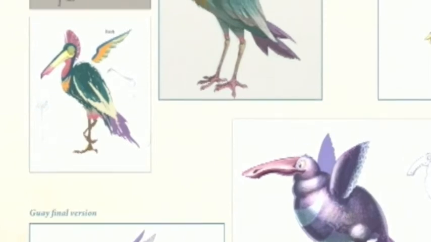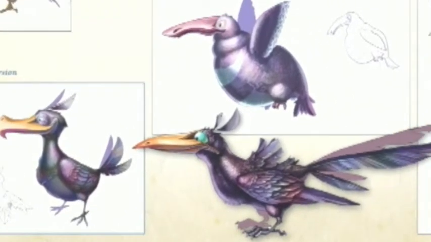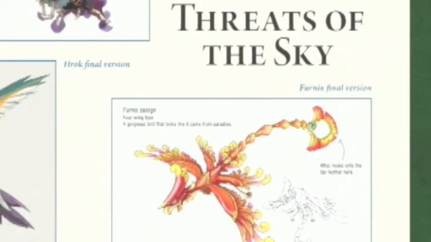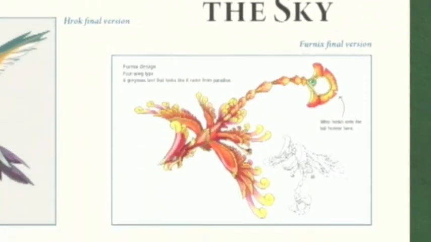Croc, final version. Gwei, final version. There's another bird, lots of birds. The Threats of the Sky, yes, a bunch of birds.